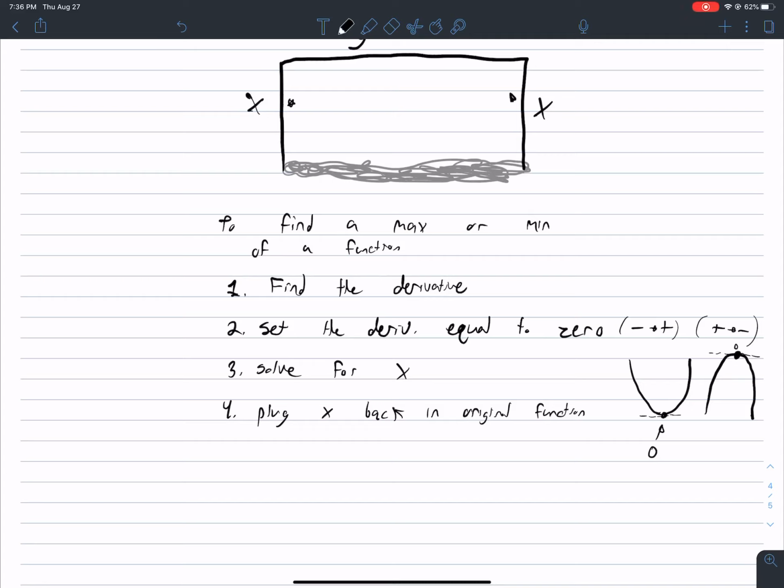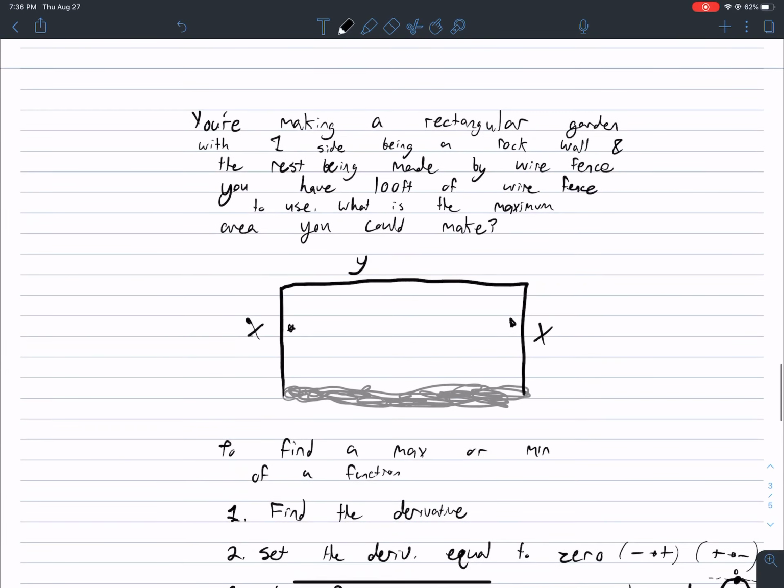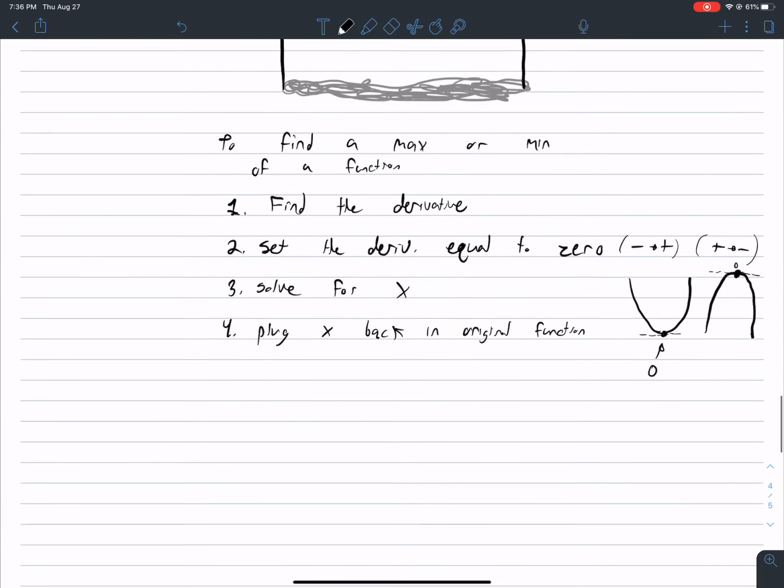Depending on what the question is asking for, you might have another step. This question is asking for what the maximum area is. It could also ask what the dimensions are that give you the maximum area. So make sure you're careful with that.